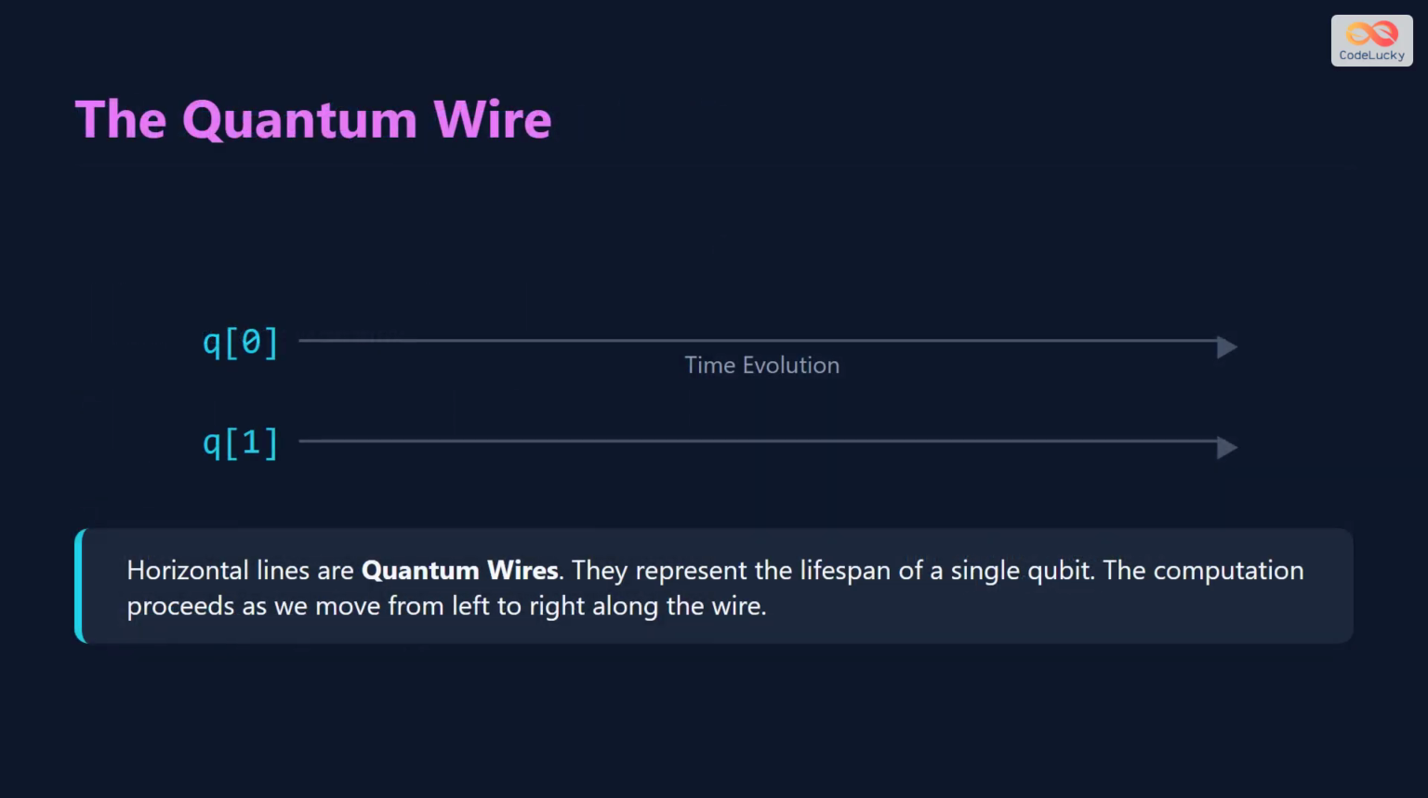Let's look at the most basic element, the wire. In a quantum circuit diagram, each horizontal line represents the timeline of a single qubit. The far left of the line is the start of the calculation, and as we move to the right, time progresses. If you see a wire with nothing on it, it means that qubit is just waiting, preserving its information as time passes.